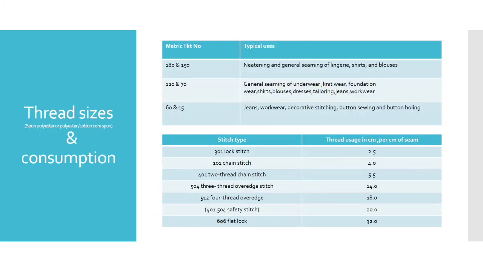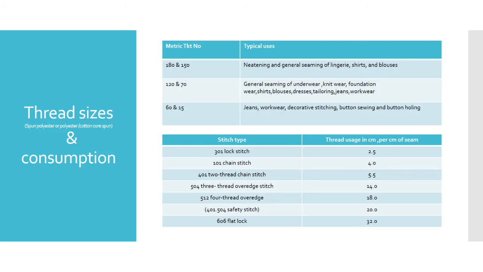Thread sizes and consumptions. Ticket numbers in the metric system like 180 and 150 are typically used for knitting and general seaming of lingerie, shirts and blouses. 120 and 70 are used for general seaming of underwear, knitwear, foundation wear, shirts, blouses, dresses, tailoring, jeans and workwear. Whereas 60 and 15 are typically used in jeans, workwear, decorative stitching, button sewing and buttonholing.